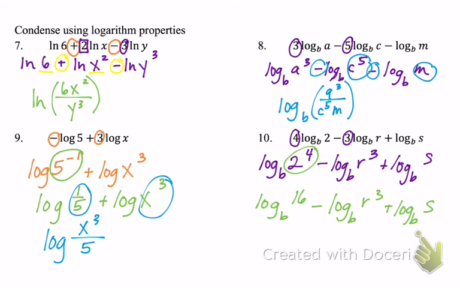I have a minus and I have a plus. So the only thing that goes on the bottom is going to be this r cubed. These two, 16 and s, will go on the top. So my final answer would be log base b of 16s over r cubed.